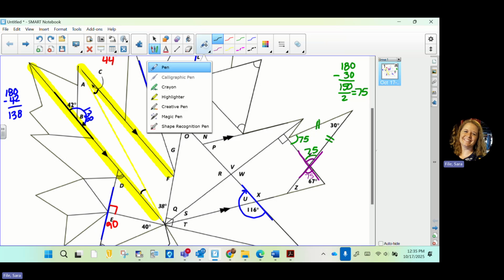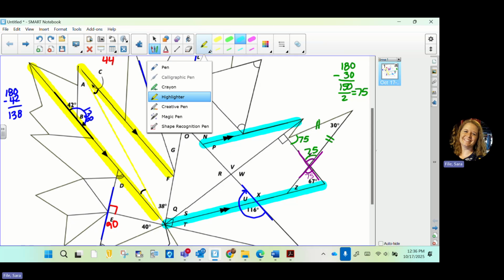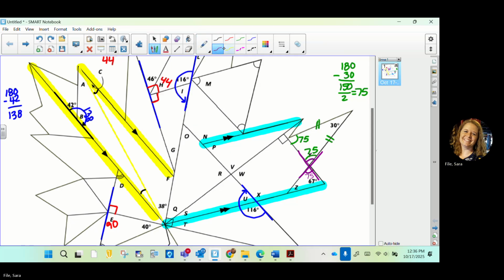Here's other parallel lines over here. These two lines are marked parallel. See how they both have two arrows on them? So they're parallel, and you have a transversal cutting through those. Draw it. This is the transversal. So alternate interior angles are going to be congruent. So this angle, U, is going to be congruent to P. Do you see that?